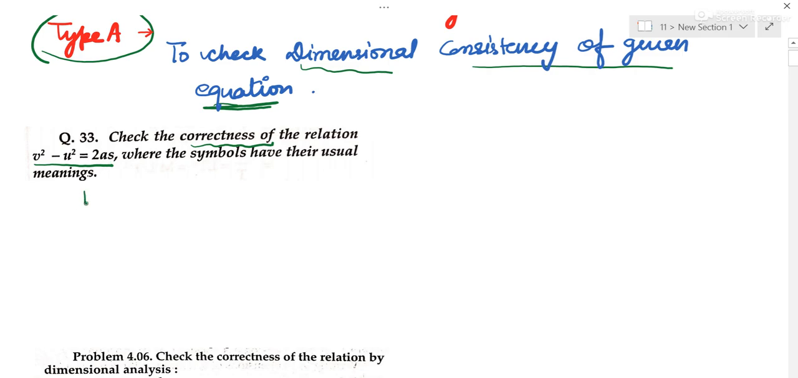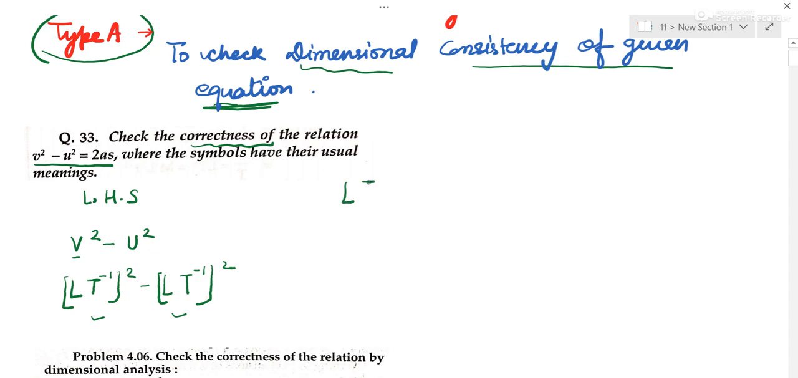So we will write the left hand side of the equation. Left hand side of the equation is v square minus u square. Now v is velocity. So the dimensional formula of velocity is Lt minus 1. So it is Lt minus 1 square minus Lt minus 1 square. Subtraction of the same will give you the same quantity. So that means it is Lt minus 1 square. This is the continuation of the left hand side. So it is L square T minus 2. So the left hand side is this.